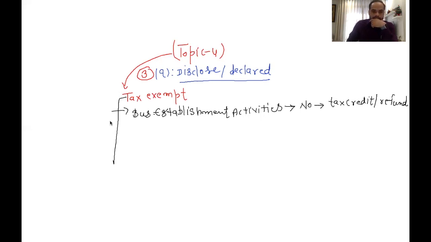Okay. And the second one is the basic requirement about who is going to get some kind of tax benefits or not. So if you are involved in any kinds of business establishment activity which leads to input VAT, and you are paying VAT for it, that means you're not going to get any kind of tax exemptions, right? So you're not going to get any kinds of tax credits or refunds. You have to pay VAT.